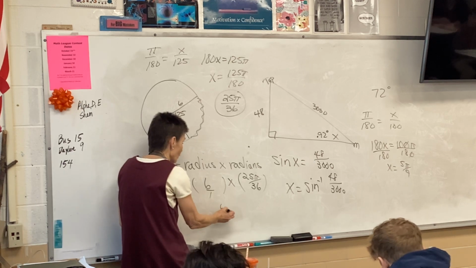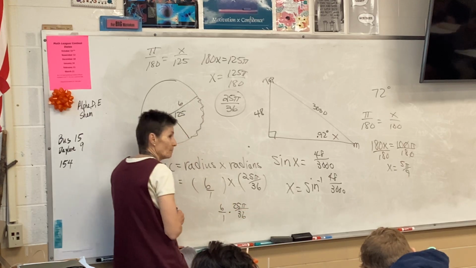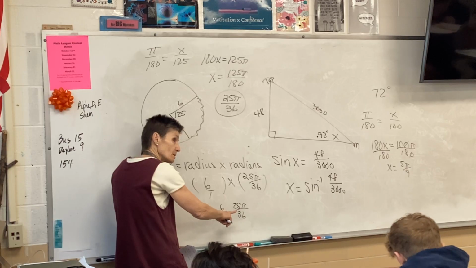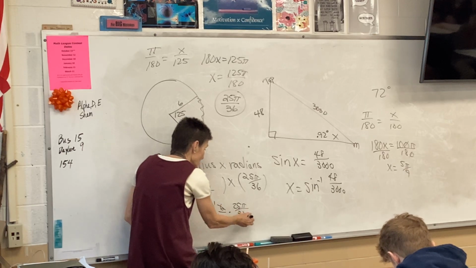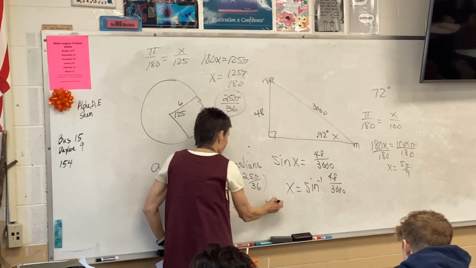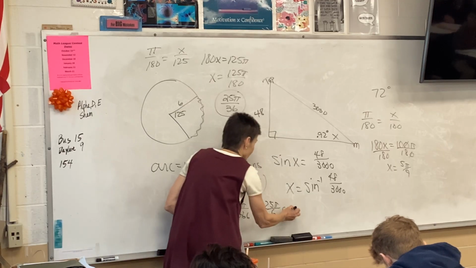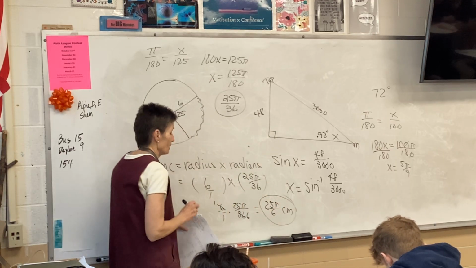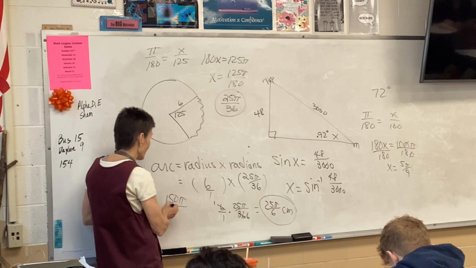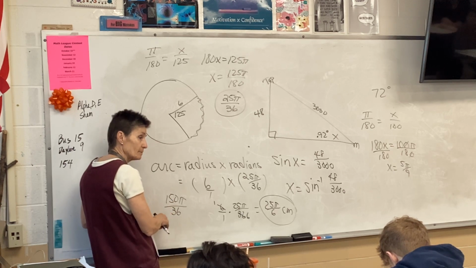So I have 6 over 1 times 25 pi over 36. You can go straight across, or it might be easier to cross cancel. And the answer is 25 pi over 6 centimeters. If you went straight across, you'd have 150 pi over 36, and you would need to reduce that.